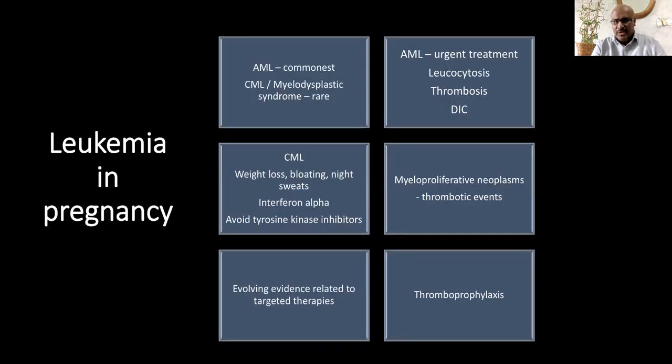Now, acute myeloid leukemia is the commonest type of leukemia in pregnancy. CML and myelodysplastic syndromes are rare. Now, the presentation of acute myeloid leukemia is a hematological emergency. Patients may present with thrombosis, leukocytosis, and DIC. So be concerned if the patient presents with weight loss in pregnancy, bloating, and night sweats. It is not always tuberculosis.